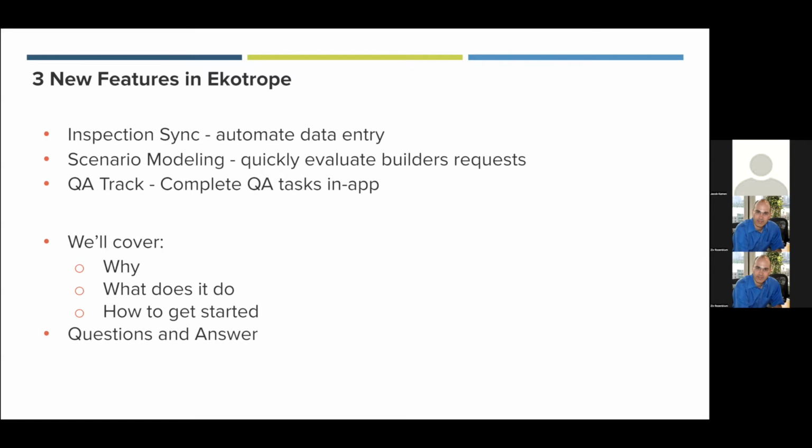So the 3 new features are Inspection Sync, which helps you automate your data entry from your inspection app into Ecotrope. The second is Scenario Modeling, which allows you to quickly evaluate builders' requests for how do I pass any building code that's in energy code that's in Ecotrope, or what is the impact of this new building product or installation package or what have you. And the third is QA Track, and that helps QA providers complete all their QA tasks in Ecotrope. That way they don't have to have multiple screens open, and it's a streamlined QA process.